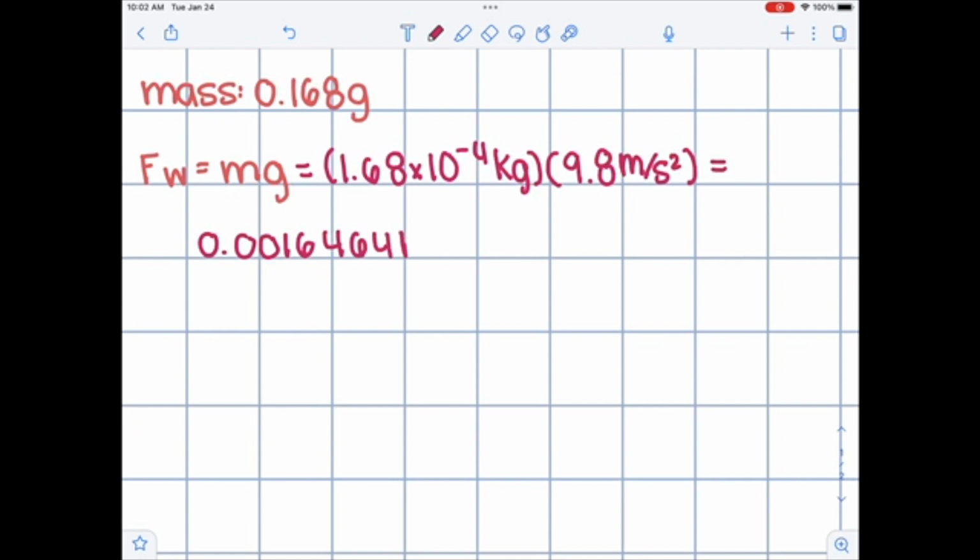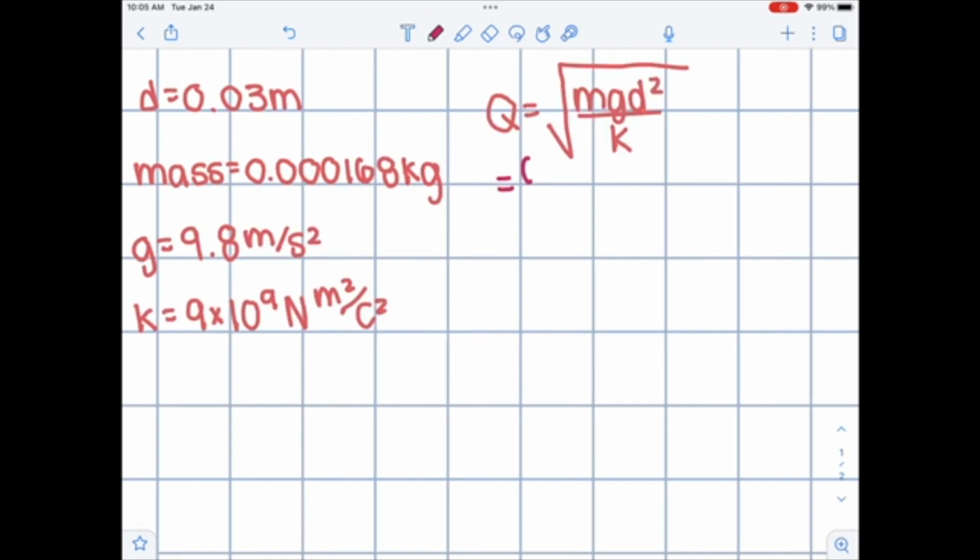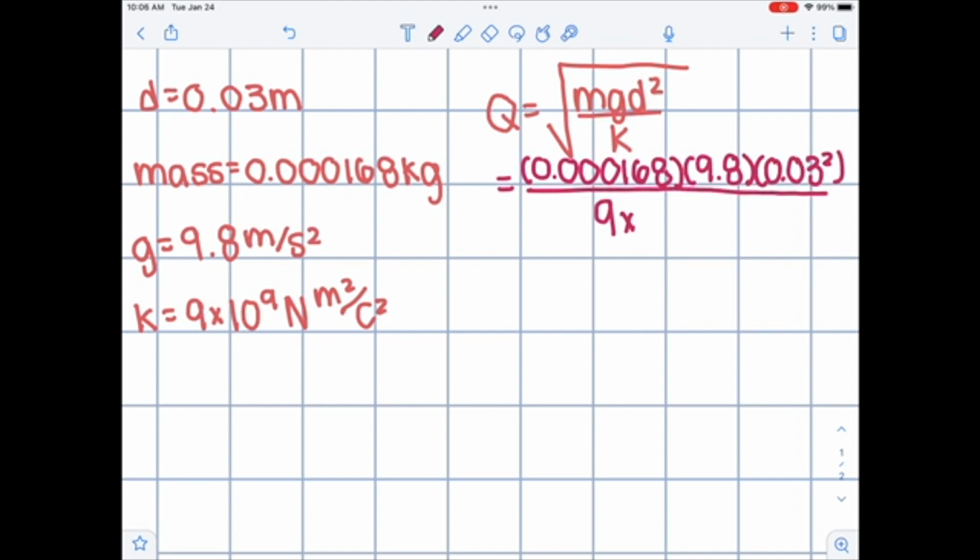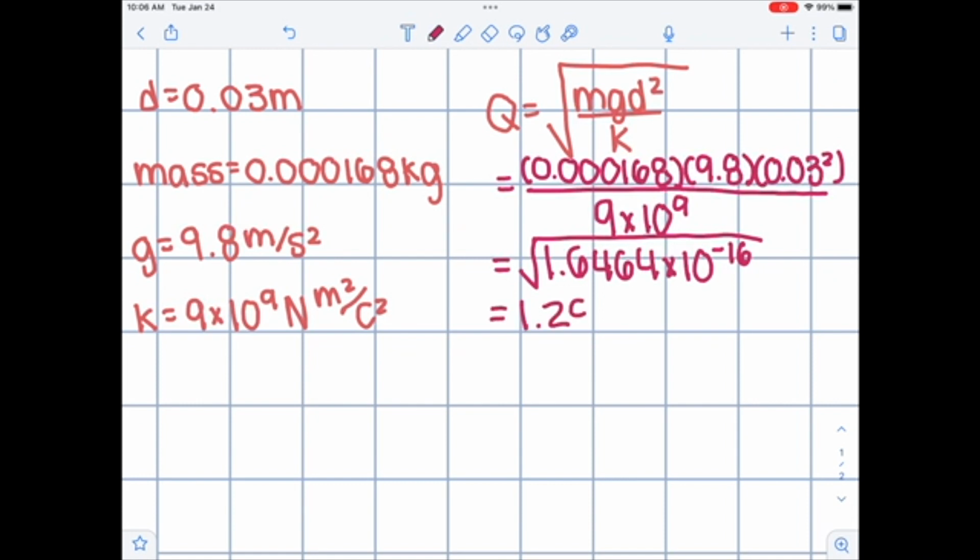0.0016464 newtons. The distance of separation that we measured when causing the tape to float was about 3 centimeters or 0.03 meters. We then used this distance, mass, gravity, and k, and put these amounts into the formula Q equals the square root of mg d squared over k to get the charge of 1.3 times 10 to the negative 8th coulombs.